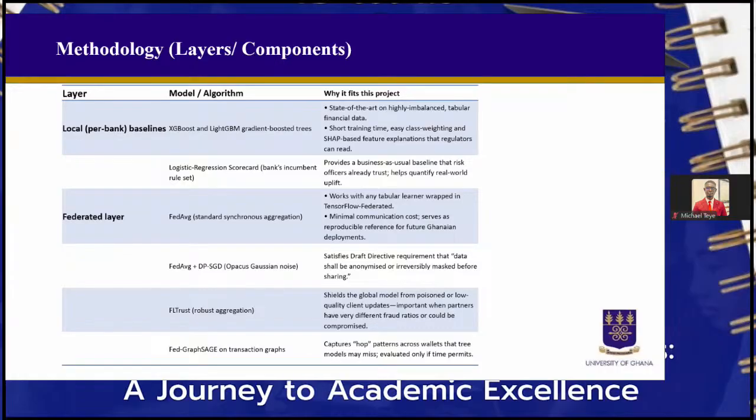Now, the second layer is the federated layer, where the aggregation is done. And we are going to apply the standard federated learning algorithm, which is federated averaging. Now, federated averaging works with any tabular learner wrapped in TensorFlow Federated. It uses minimal communication cost, and it serves as a reproducible reference for future Ghanaian market deployments. So these are the 2 layers we are going to work with. The first is the baseline, which are the local banks, and the second layer is the federated layer, where the aggregation is done.